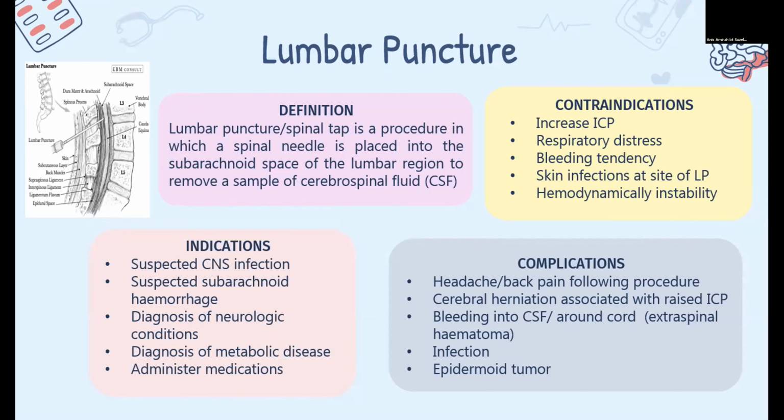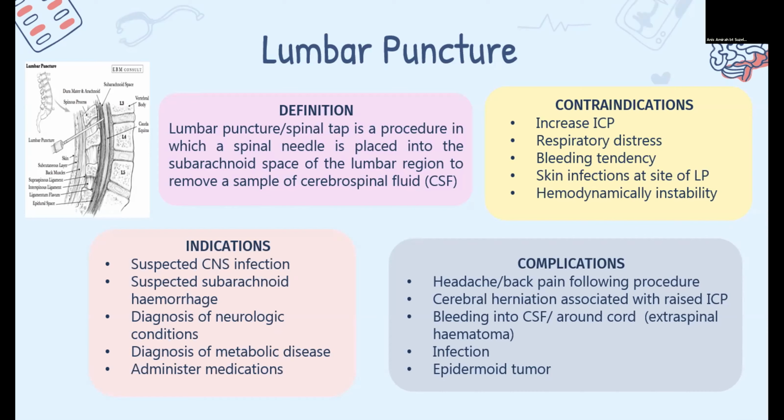For contraindications, we cannot do lumbar puncture in patients with increased ICP. We should look at the signs and symptoms of increased intracranial pressure, such as bradycardia with hypertension, and papilledema. In this kind of patient, we should do a CT scan or MRI brain first to check if there is any cerebral edema that could cause the increase in ICP.